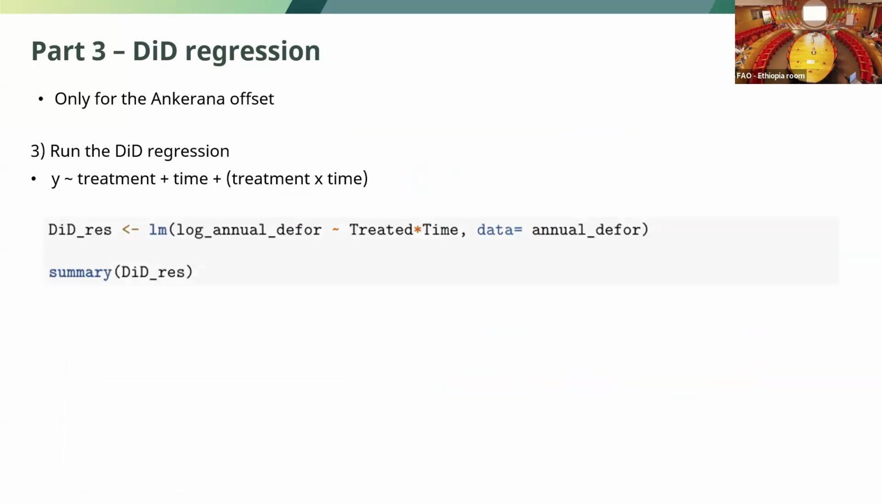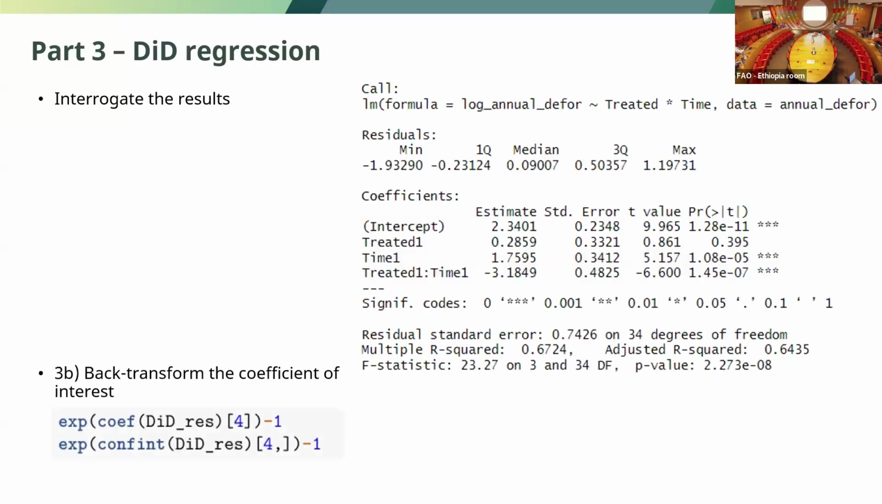Right, so we passed the parallel trends test. Now we can run the DID, the difference in difference. So please run lines 459 to 464. And you will get a results table that looks like this.